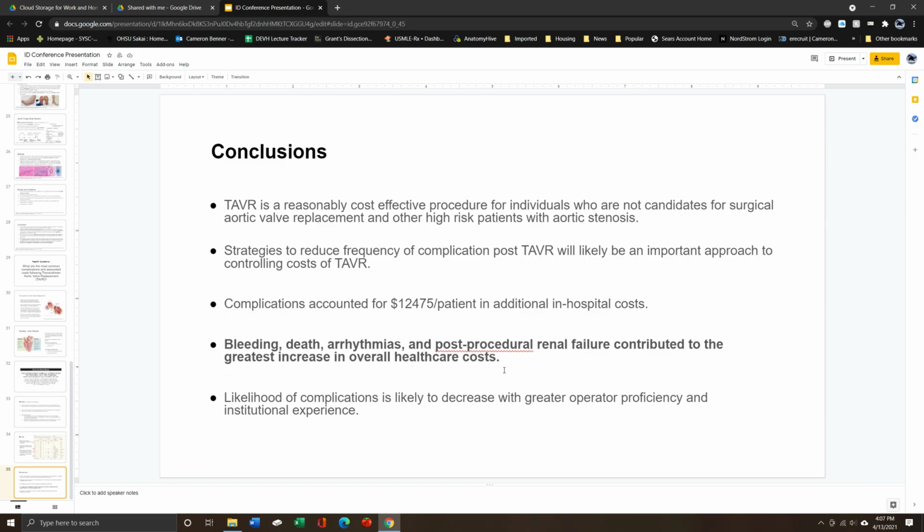Bleeding, death, arrhythmia, and post-procedural renal failure contribute the greatest increase in overall healthcare costs and were recognized as the most common complications post-TAVR in this paper. Likelihood of complications is likely to decrease with greater operator proficiency and institutional experience. This is something that basically explains the decrease in mortality over the past 10 years that TAVRs have been used. It basically comes down to the institution being better at managing teams that conduct TAVRs and also just better proficiency in the interventionalist or surgeon that's completing the procedure.